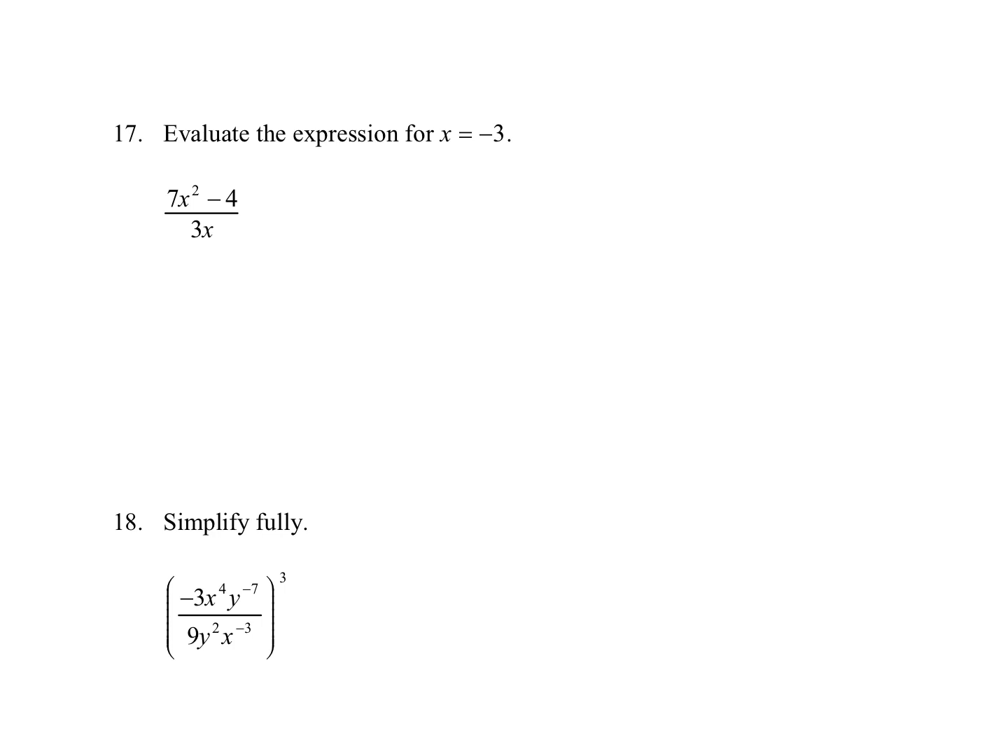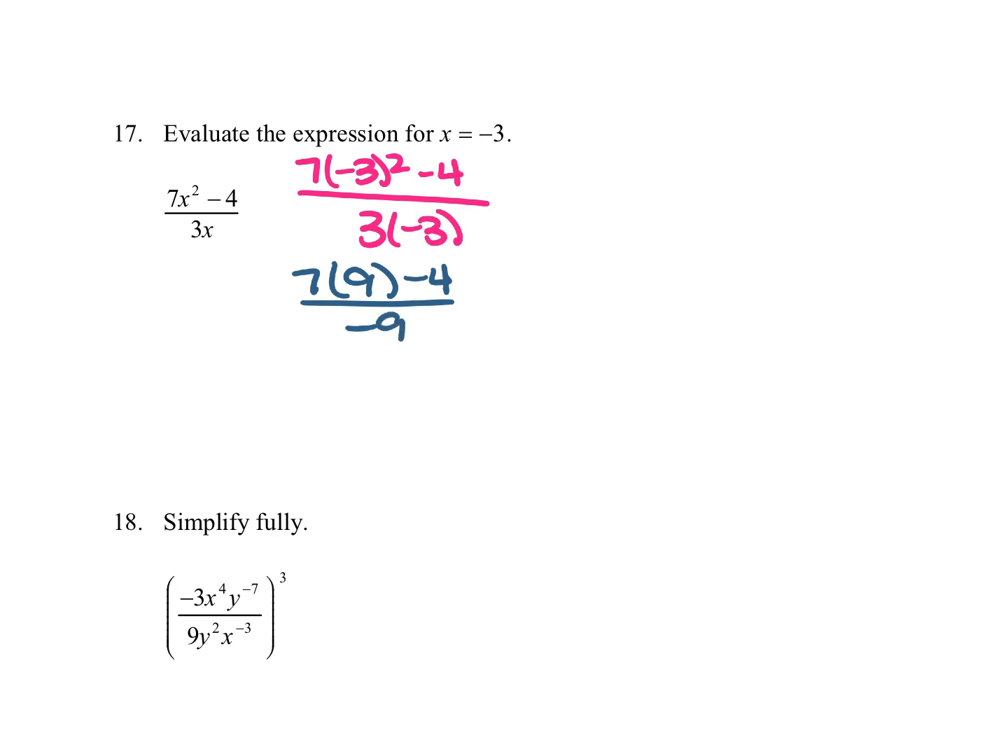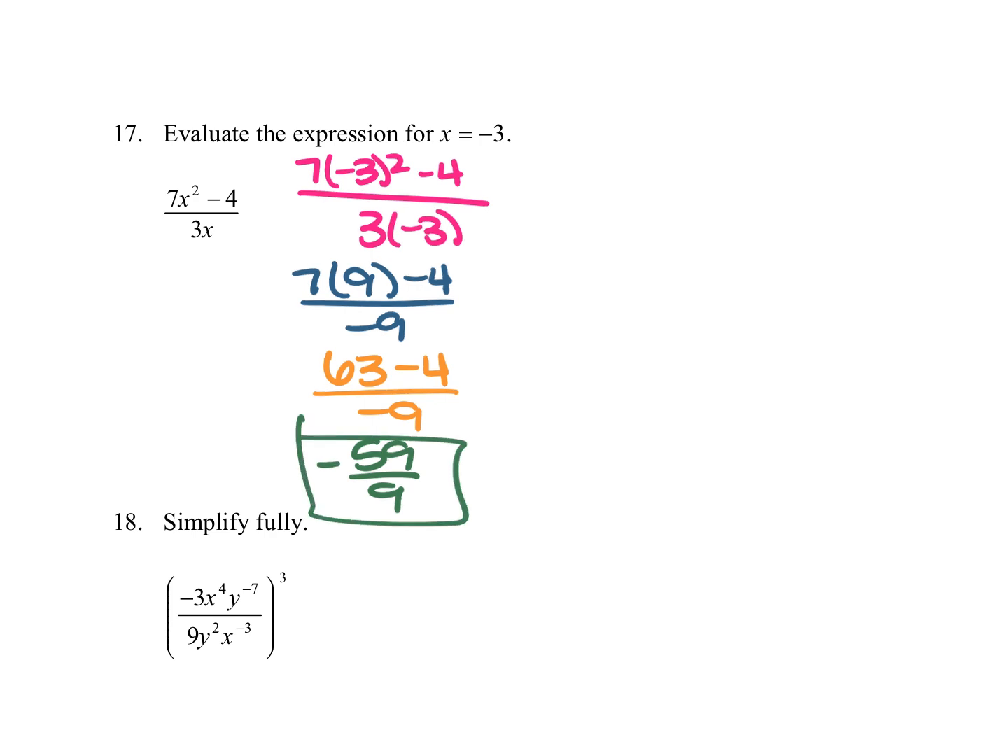For 17, we're evaluating the expression 7x squared minus 4 over 3x for x equal to negative 3. So this is going to give us 7 times negative 3 squared minus 4, all over 3 times negative 3. So this is going to simplify to give us 7 times 9 minus 4 all over negative 9. Your 7 times 9 is 63, minus 4, all over negative 9. 63 minus 4 is 59 over 9. Keep the negative out front or with the numerator of your fraction.